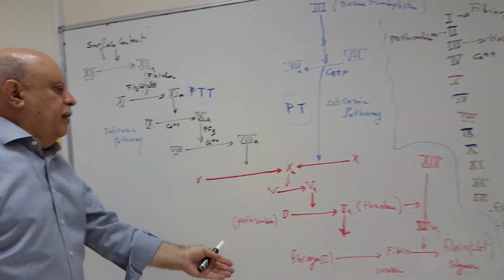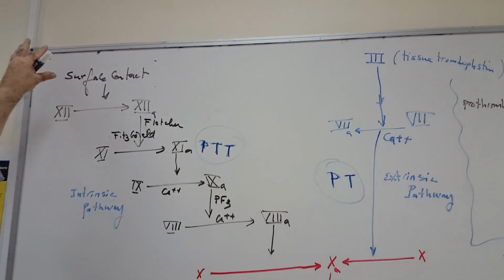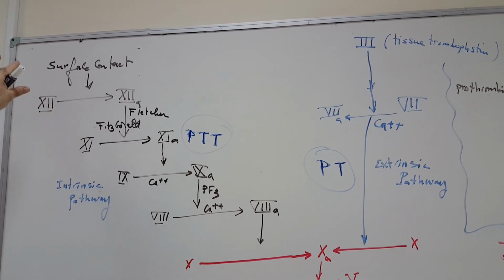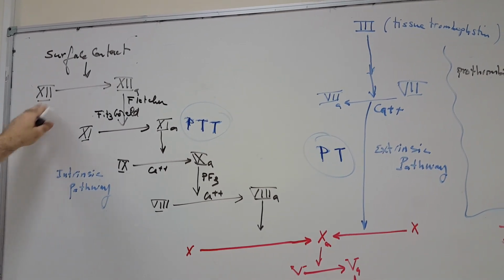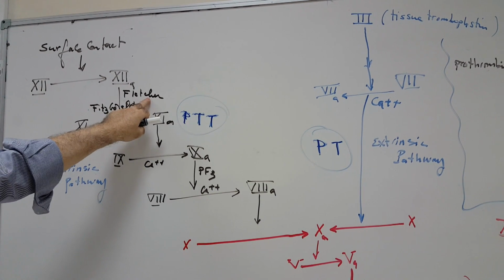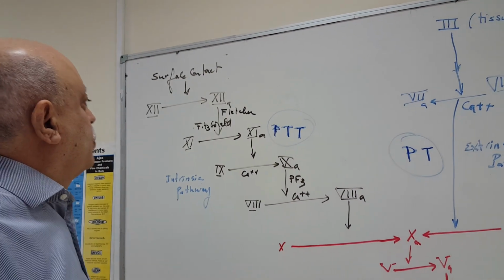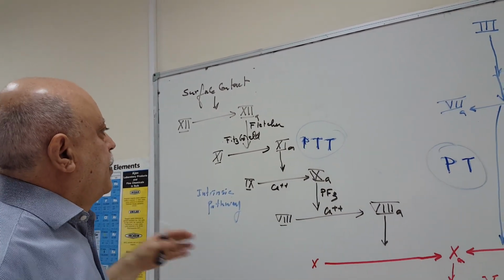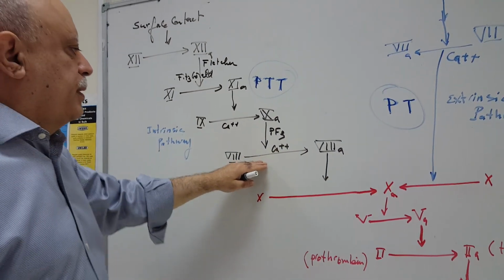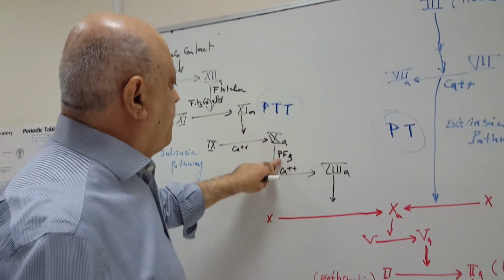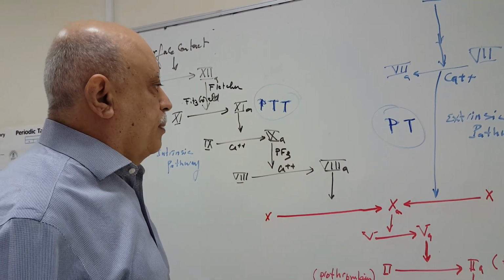The other pathway is called the intrinsic pathway, and it starts with surface contact. As soon as factor 12 gets in contact with the collagen, it gets activated, but it requires Fletcher and Fitzgerald. These two clotting factors are very important to activate factor 12, but they don't have numbers. 12 activates 11, 11 activates 9, 9 activates 8, but remember the activation of 8 is very important. It requires a lipid called platelet phospholipid from the platelet, and it requires calcium too.